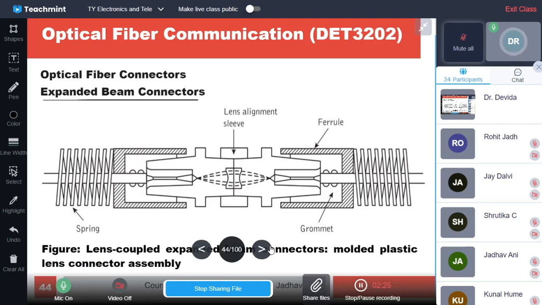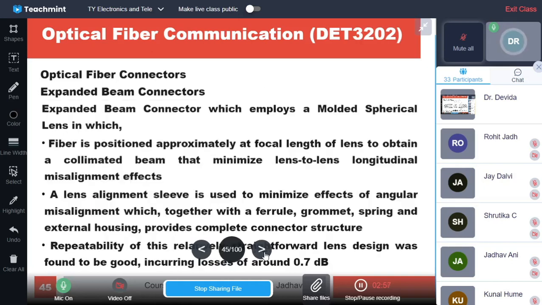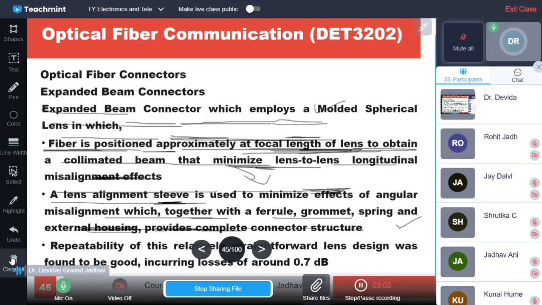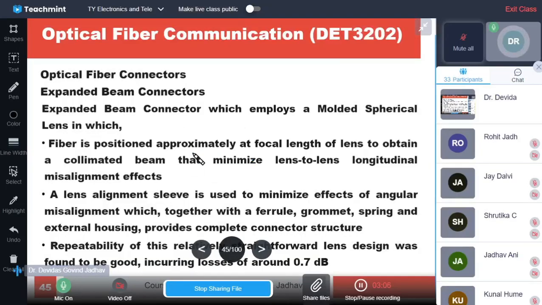The manufacturing of this lens assembly is very accurately processed, so it has the accuracy such that these focal points and so on are maintained. And again the lens alignment sleeve is provided to adjust and align while this expanded beam connector is connected into the system. So these are the details of the expanded beam connectors.